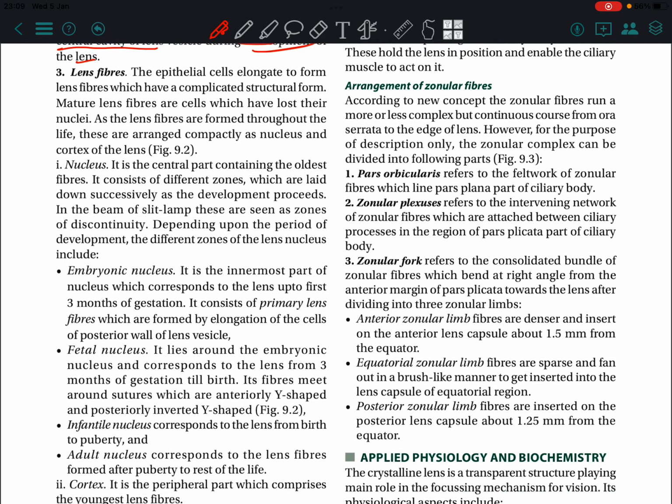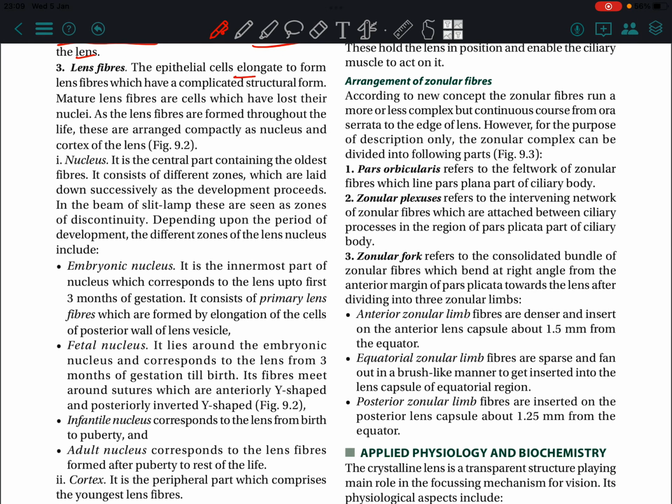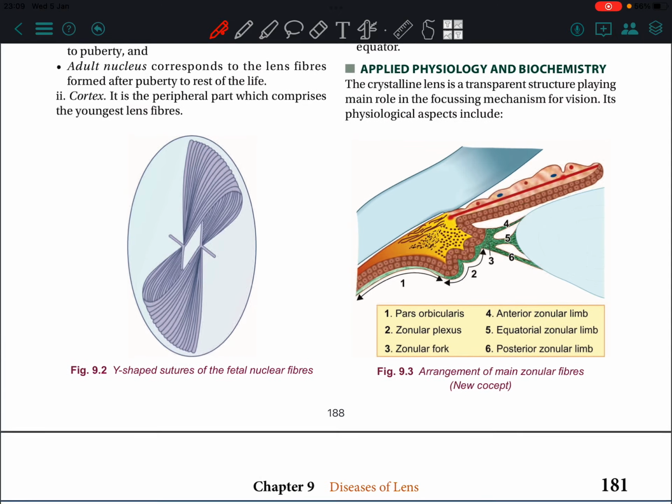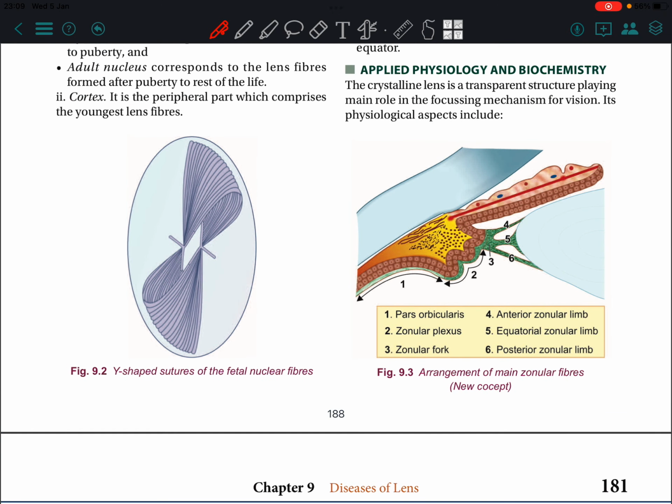Okay. Let's see about lens fibers. The epithelial cells elongate to form lens fibers which have a complicated structural form. Mature lens fibers are cells which have lost their nuclei. As the lens fibers are formed throughout life, these are arranged compactly as nucleus and cortex of the lens. Y-shaped sutures of fetal nuclear fibers.